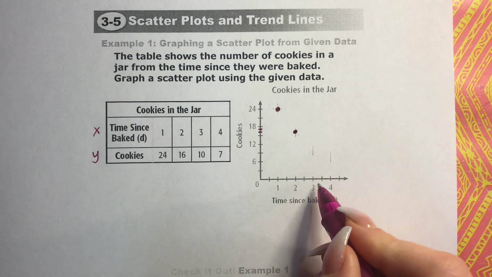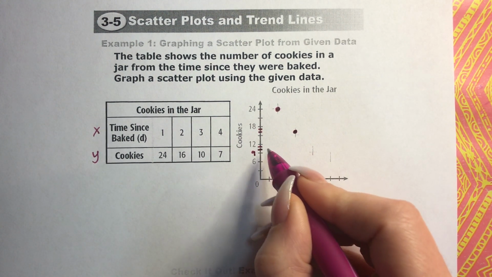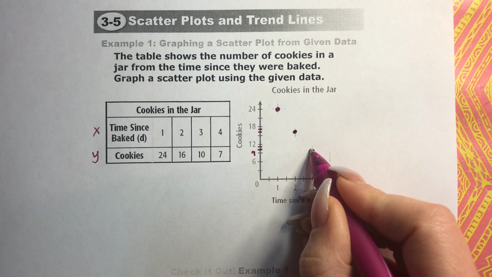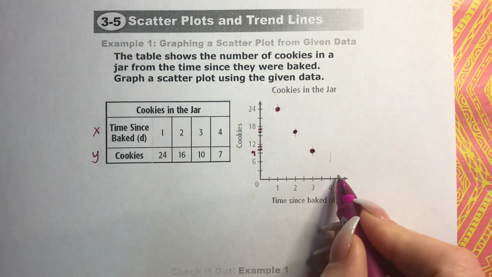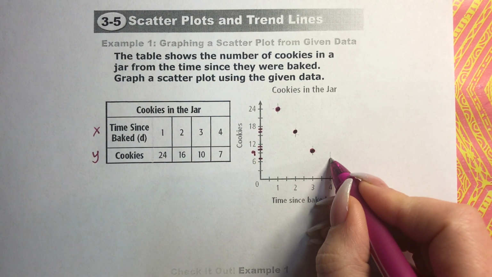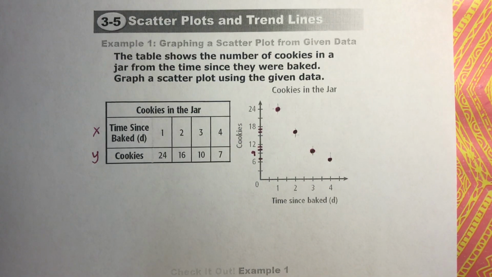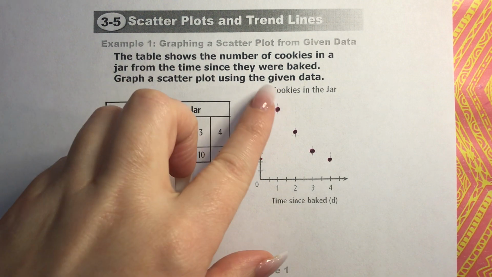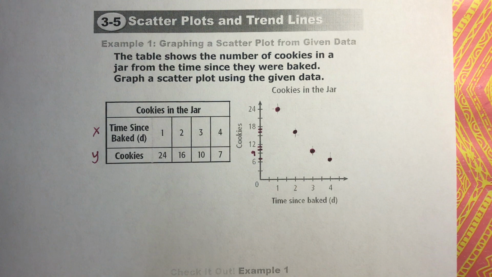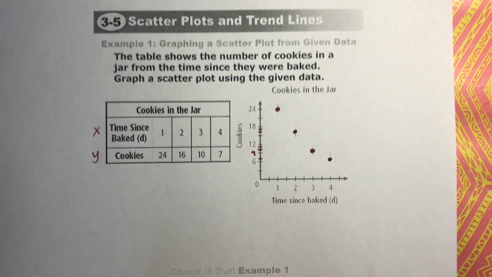And then 3, 10, okay, so this was 9. That would be 10, 11. So 10 is there. So 3, 10 is right about there. And then 4, 7, which would be 1 above 6, is right there. So that is our scatter plot, and it kind of looks like the trend is that it's going down like this, so it looks very linear, and that makes sense.